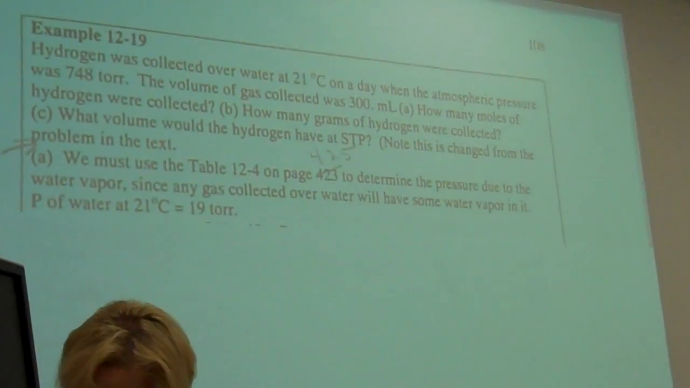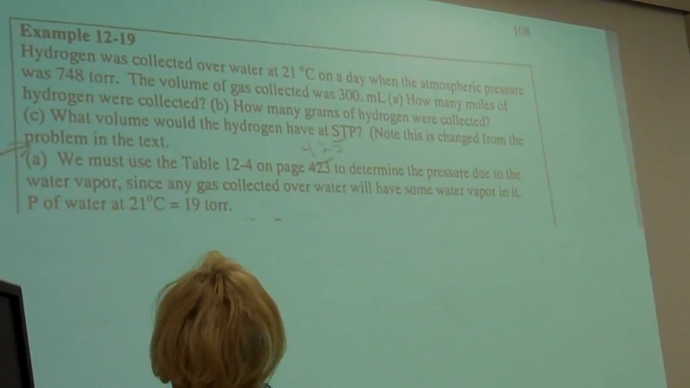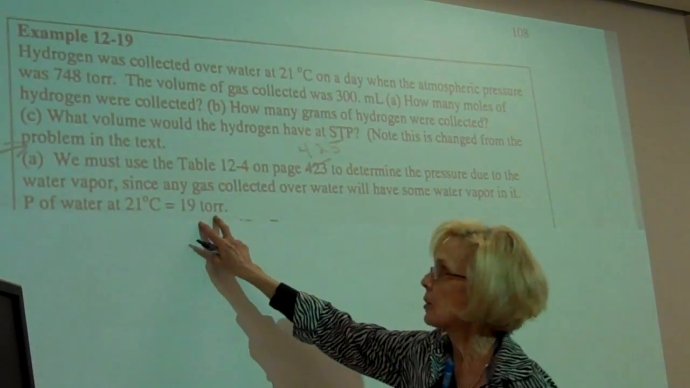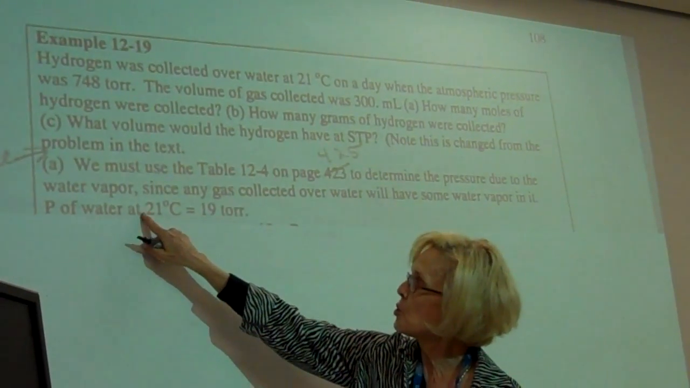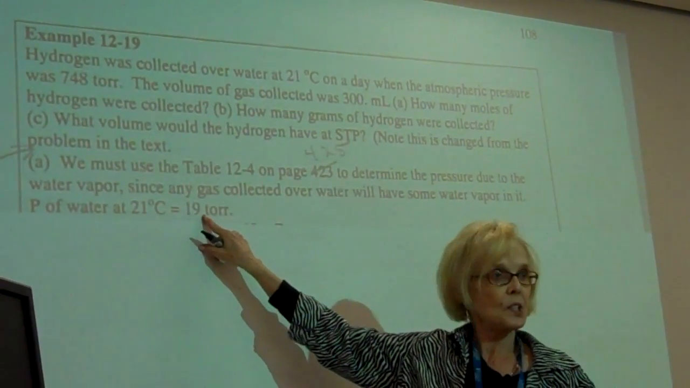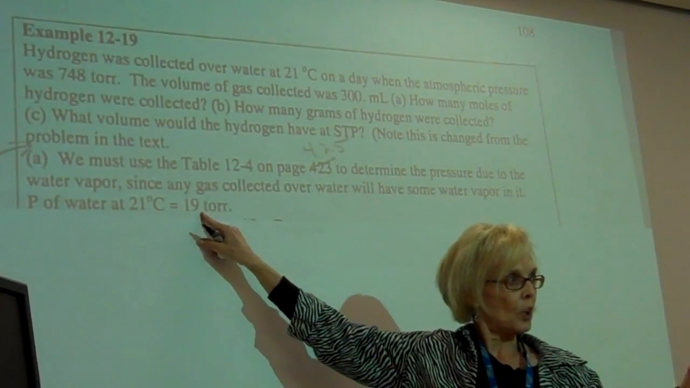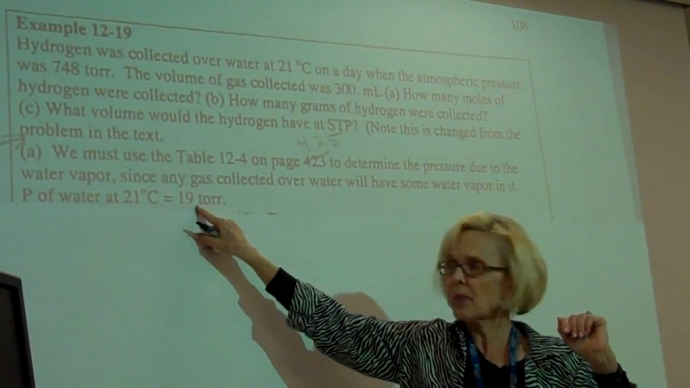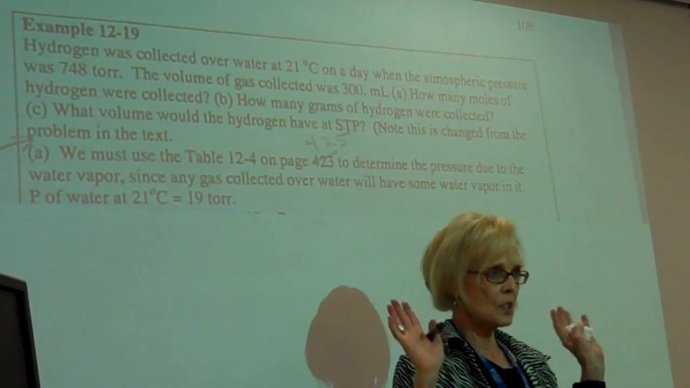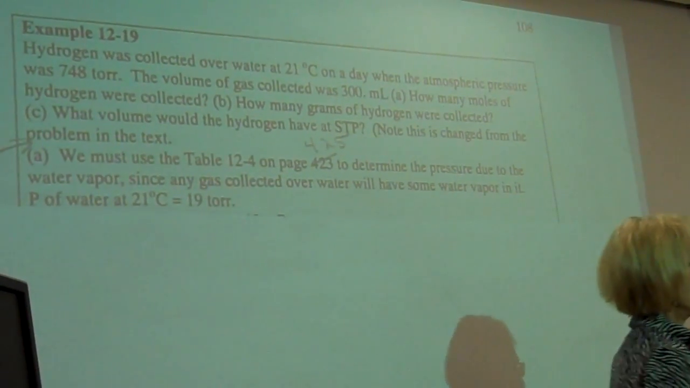Let me go ahead and show all of this. Because right here is what they would have taken off the table. Because it's saying the pressure of the water at 21 is 19. Now, if you have a really good memory, on the table it said 18.98 or something, but they've rounded it to 19, close enough.